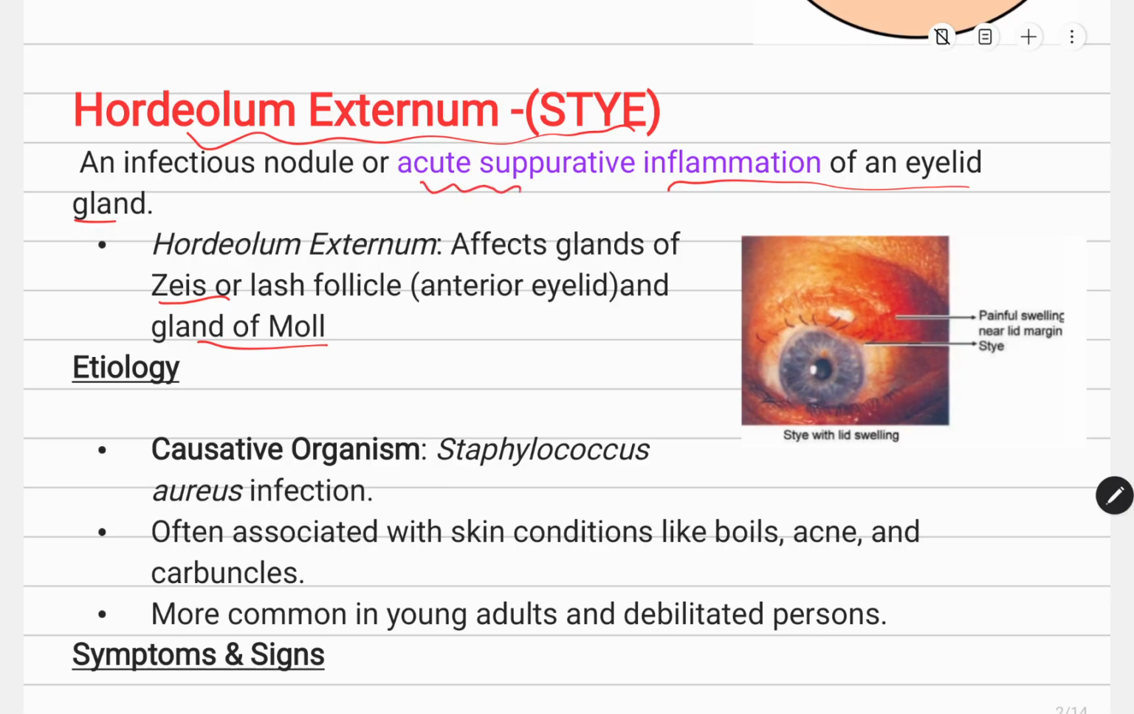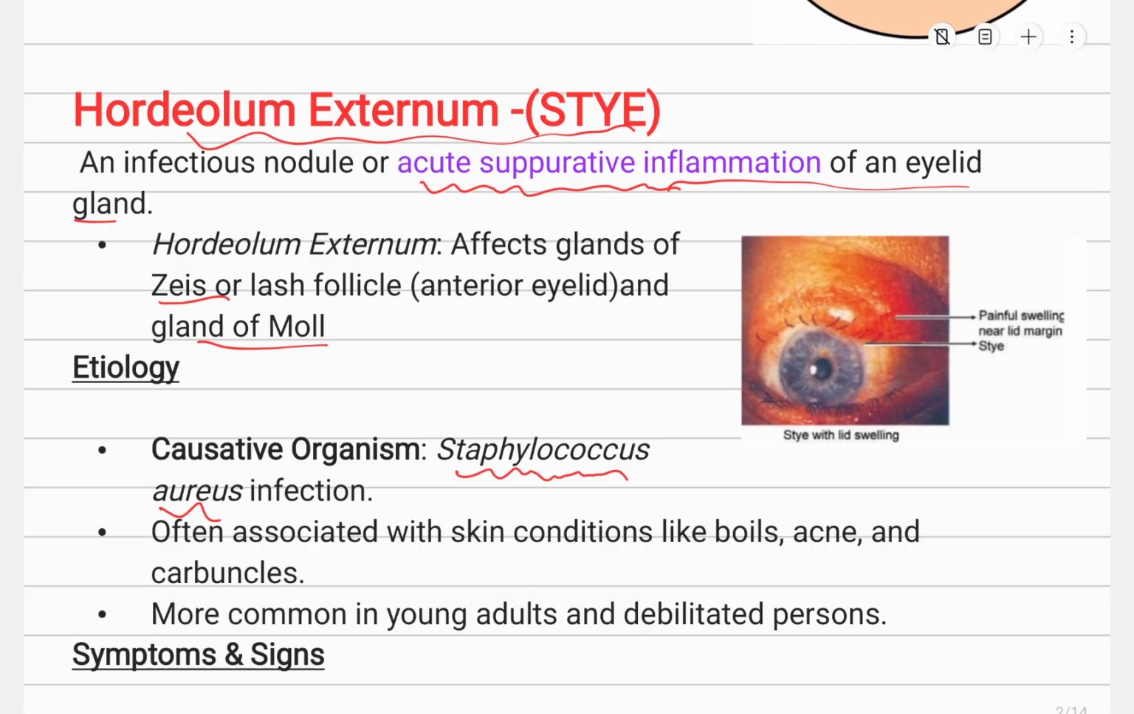So there is also acute suppurative inflammation. So there is the presence of microorganism like bacteria, which is mainly the Staphylococcus aureus, but in Chalazion there is no presence of microorganism or bacteria. So this is different from Chalazion.